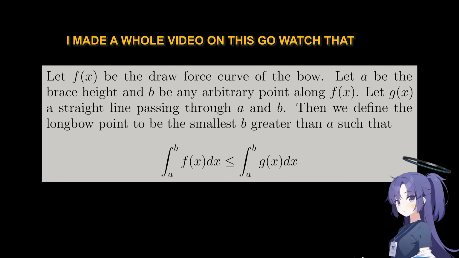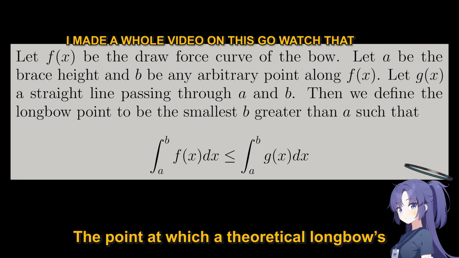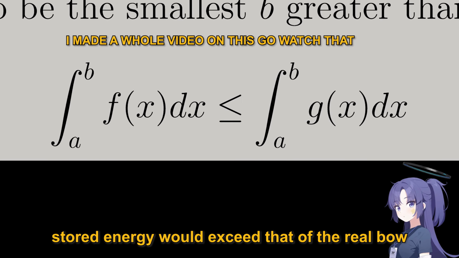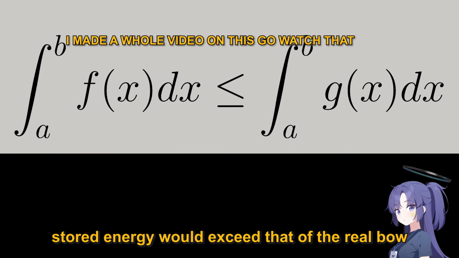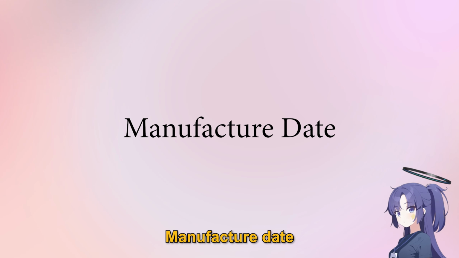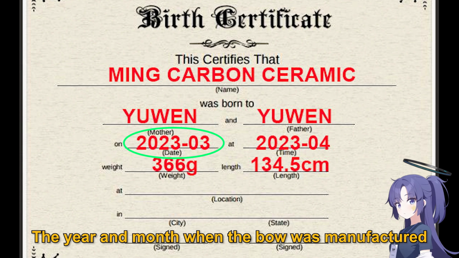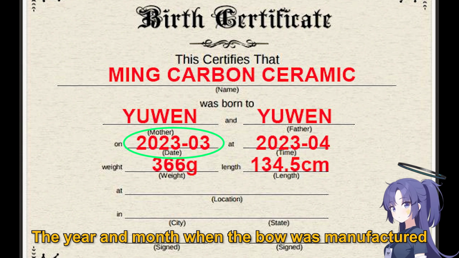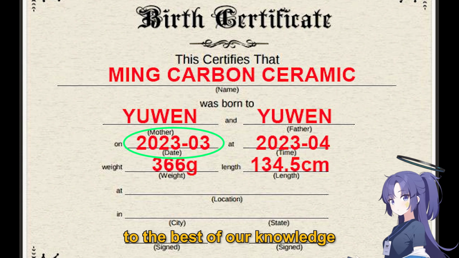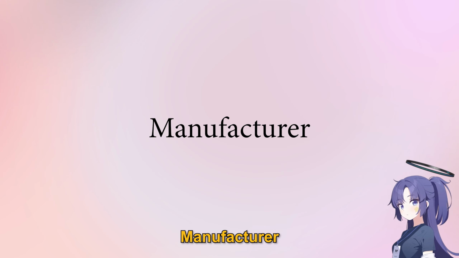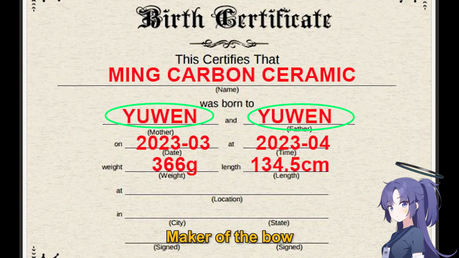Longbow point. The point at which a theoretical longbow's stored energy would exceed that of the real bow. Manufacture date. Year and month when the bow was manufactured to the best of our knowledge. Manufacturer. Maker of the bow.